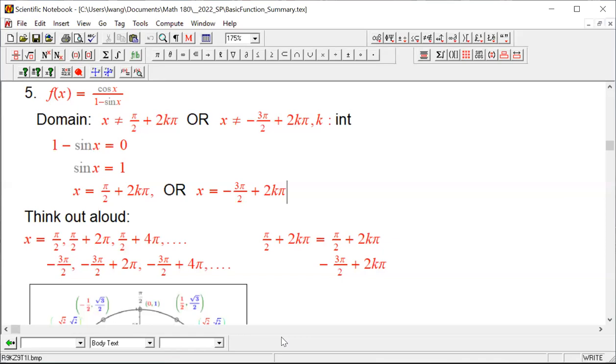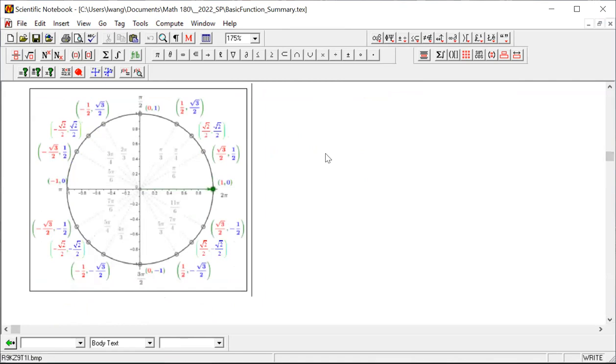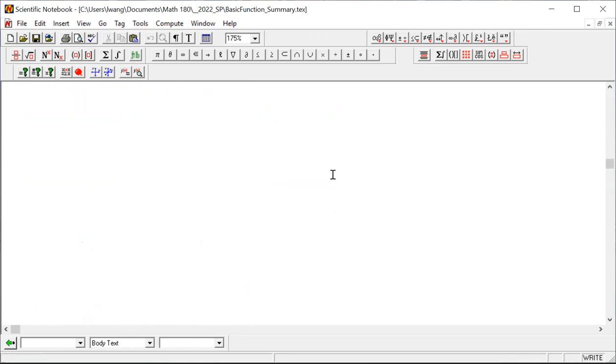Let's look at another example. Determining the domain of a trig function. This will be number 6. The question is g of x equals 1 over 1 minus tangent x. We are to determine the domain.